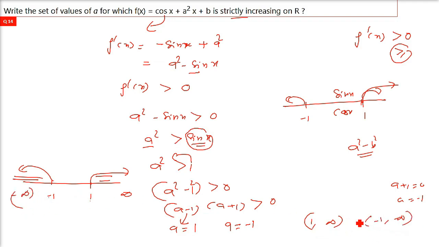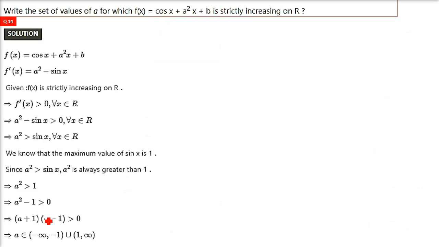The final solution will be the union of these two intervals: a less than negative 1, and a greater than 1. So a should belong to this whole interval in order for this function to be strictly increasing on R. This is how we are going to write it.